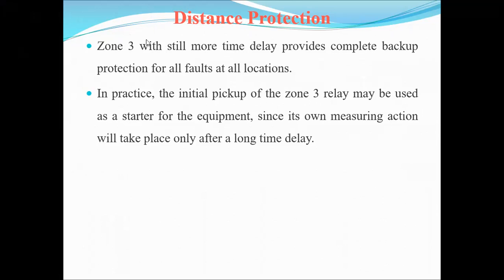In that case it gives the complete backup protection for zone 3. Suppose any faults are obtained at the relay coils, zone 1 relay coil or zone 2 relay coil, in that case the zone 3 relay coil will be operated, otherwise it does not operate. That's why it is called backup protection.